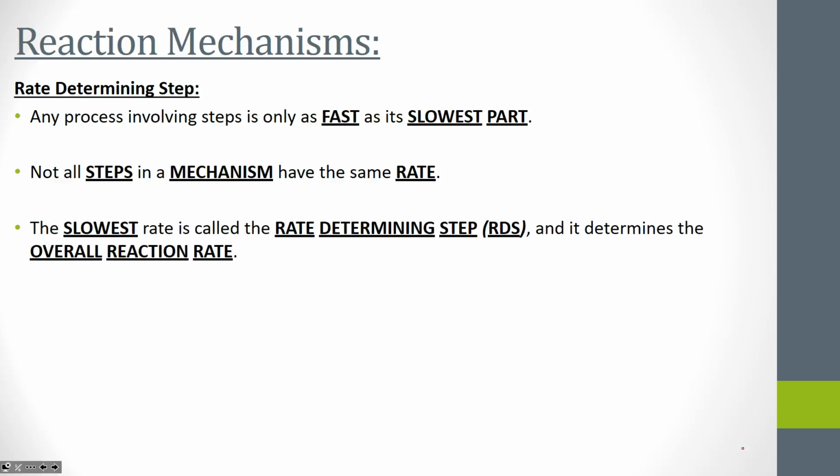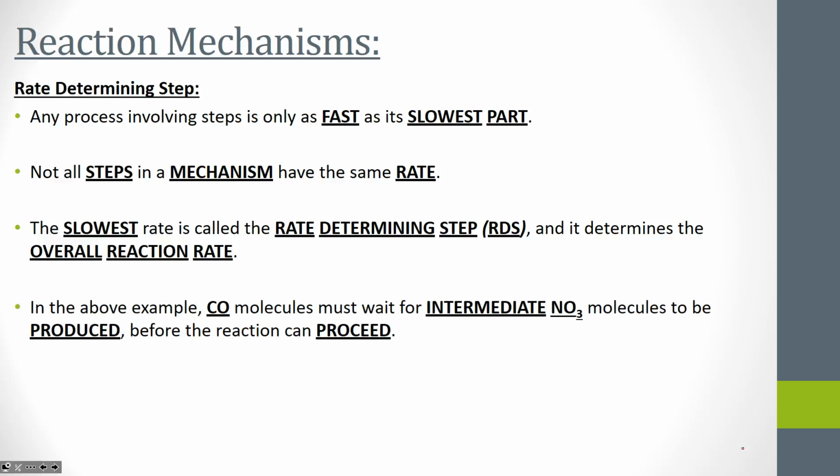The slowest step in that reaction, so cooking the patties on the grill, would be what's called our rate determining step. It determines the speed at which stuff can be made. In our example above, the CO molecules would have to wait for the slower step, the intermediate NO3 molecules, to be produced before there can be a collision. You're always waiting on that slower step so you can actually get collisions from it.